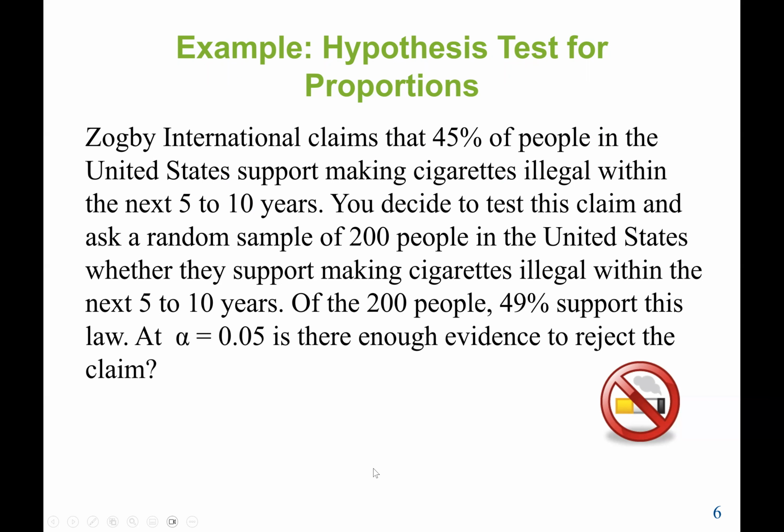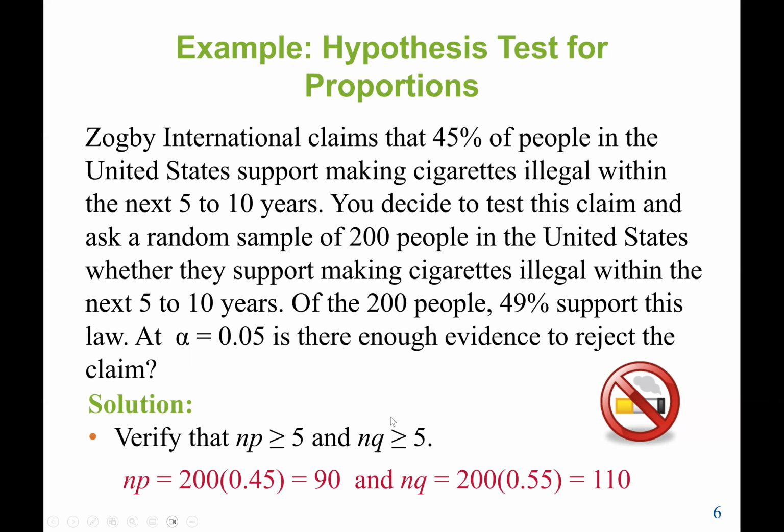So here, because we have 49%, this would be a proportion. 49% support this law. We need to test the proportion. So first, we need to verify whether NP and NQ are greater than or equal to 5. So we check 200 times 0.45 and also 200 times 0.55. If we know P is 0.45, then Q will be 1 minus 0.45, which gives us 0.55.